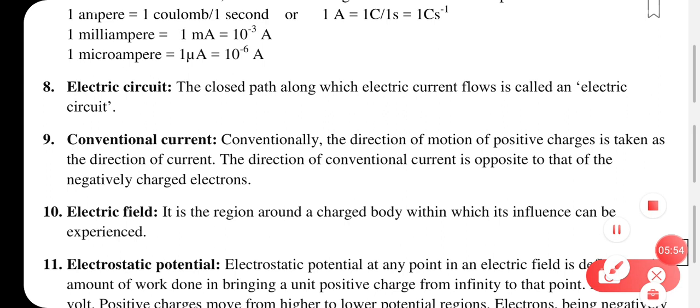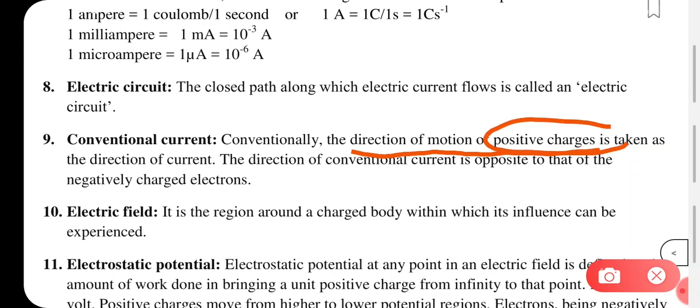Okay, so conventional current is the direction of motion of positive charges. Mind this word, positive charge. It is always taken as the direction of current. Though the flow of charges is of electrons, the knocked out electrons from the outermost shell, when these electrons are flowing in one particular direction, it means there is a positive charge developed behind them.